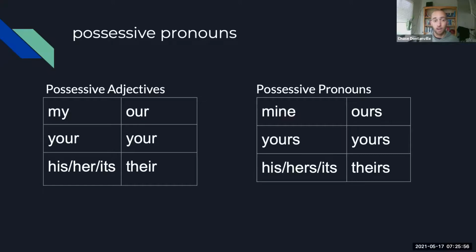My dog, our dog, your dog, his dog, her dog, its dog, their dog. But with possessive pronouns, they are the noun. So you do not add a noun. You don't say mine dog. You just say it's mine, it's ours, it's yours, it's his, it's hers, it's theirs. Okay, so possessive adjectives, you need a noun. Possessive pronouns, you do not need a noun.